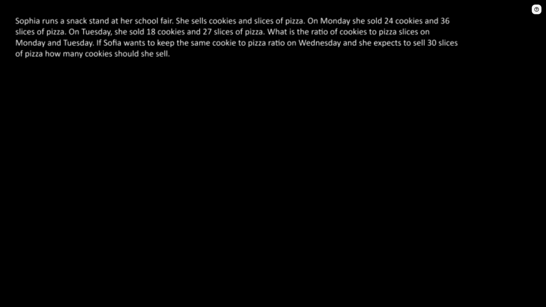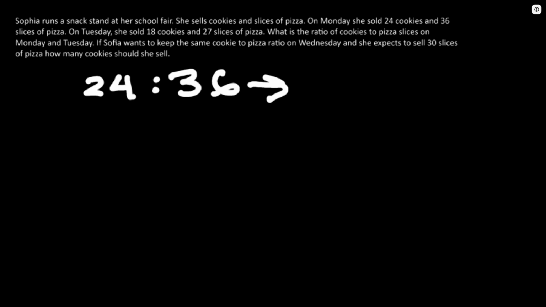Let's answer the first question. What is the ratio of cookies to pizza slices on Monday and Tuesday? So if you see on Monday, the ratio of cookies to pizza slices would be 24 to 36, because it's 24 cookies to 36 slices of pizza. Now this can be simplified further, and you should always simplify. If you divide it by 12, you get the ratio 2 to 3. So this is Monday.